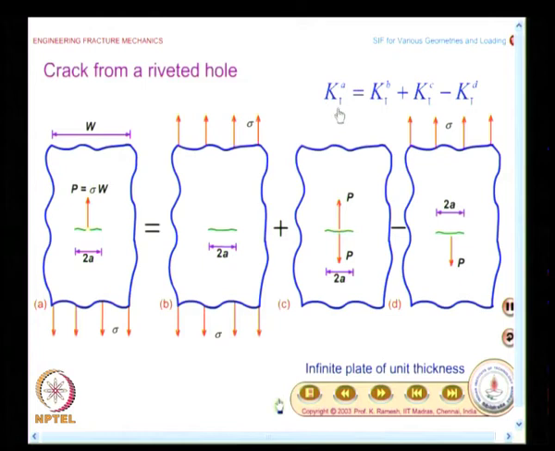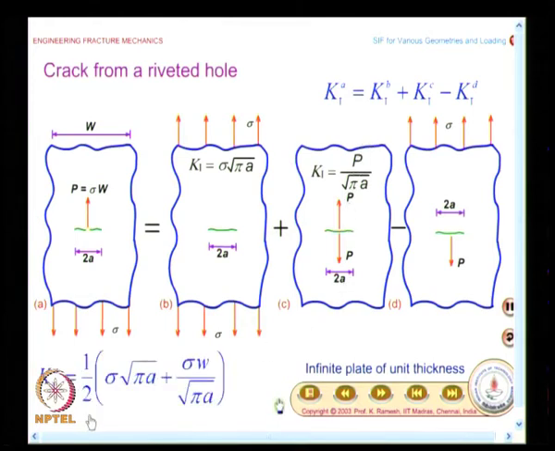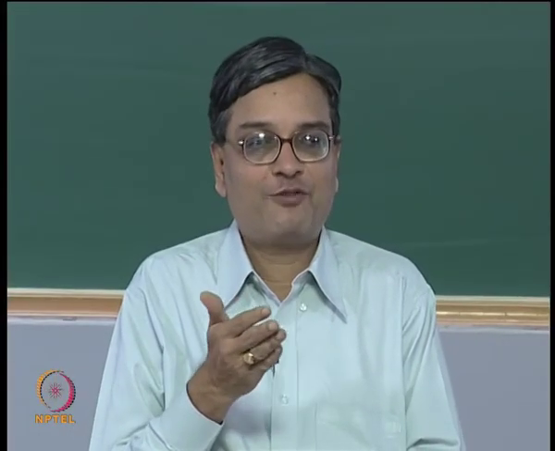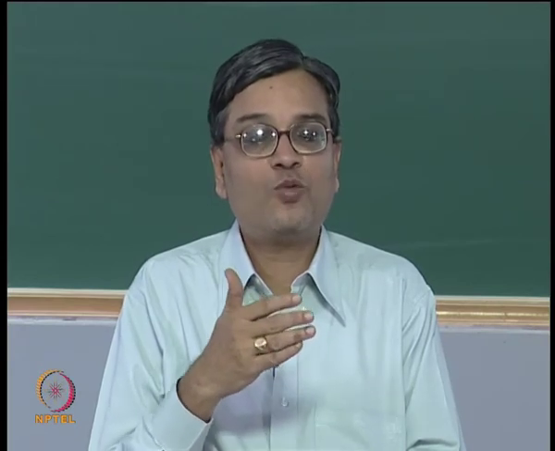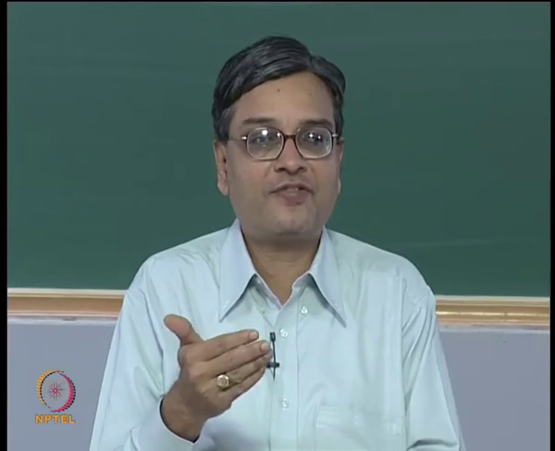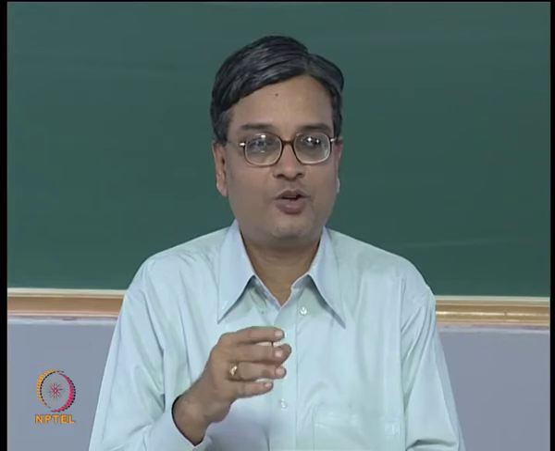So, I have K1 for the situation A equal to K1 b plus K1 c minus K1 d, and I do not know what is K1 d. I can take it similar to this. I know what is K1 b and K1 c, from which I can find out what is K1 a. So, when I do that, my expression turns out to be like this: 1 half of sigma root pi a plus sigma W divided by root of pi a. In fact, in your assignment sheet, I have one or two problems where you can do it by the principle of superposition. When you try that out, you will become comfortable. You have to look at this as one more methodology you have for stress intensity factor evaluation. You have to look at it only from that perspective.